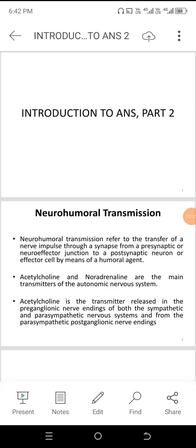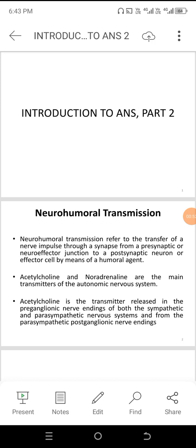In the last discussion, we ended by discussing chemical transmission, and here we are going to continue along that trajectory by discussing neurohumoral transmission. And what is neurohumoral transmission? This simply refers to transmission or transfer of a nerve impulse through a synapse from a presynaptic or neuroeffector junction to a postsynaptic neuron or effector cell by means of a humoral agent.